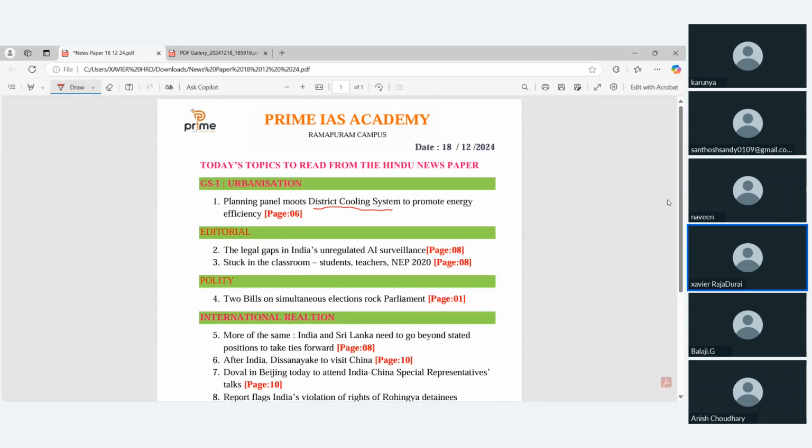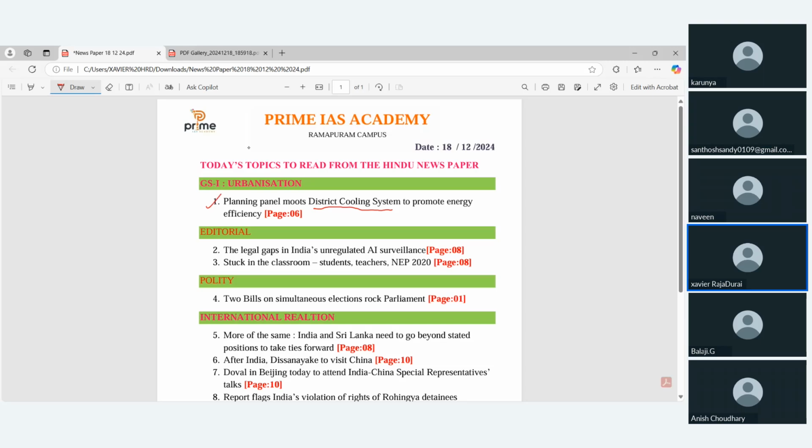Okay, this is what the newspaper talks about, and there are not many more points regarding this one. You should just know what a district cooling system is and how it is going to be implemented. And what is the impact of this district cooling or centralized cooling system in metropolitan cities, how it is going to help here and there. Okay, this is about this topic.